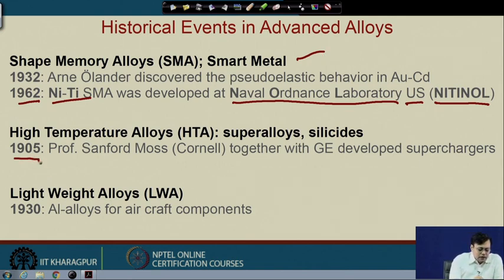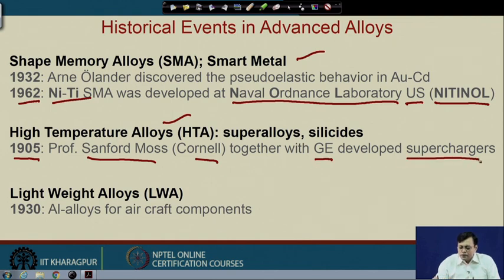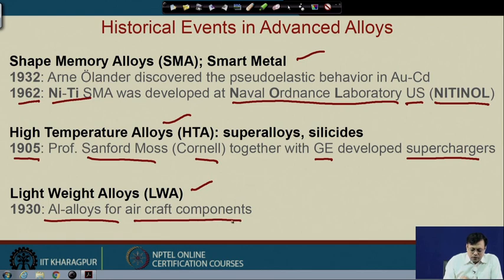From 1905, the high temperature alloys kept on developing because of the turbine engine, and Professor Moss at Cornell, along with General Electric, developed these superchargers, which is also a part of this development of super alloys. A very common lightweight alloy is aluminum alloys, which is used for aircraft components. So, that started almost in 1930.